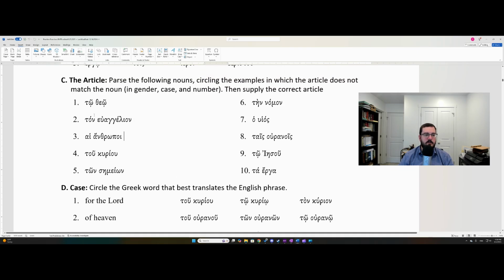Now this is an interesting one. Looks correct, right? Looks right. But we need to remember, right, that euangelion in Greek is in fact a neuter. It is in fact a neuter.